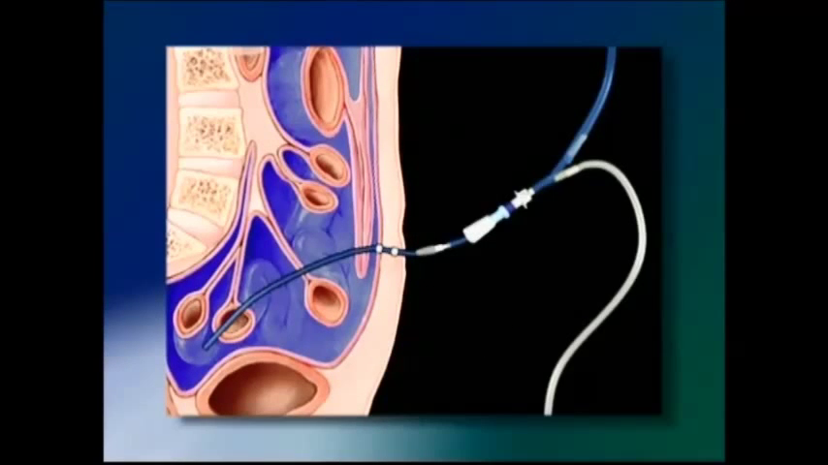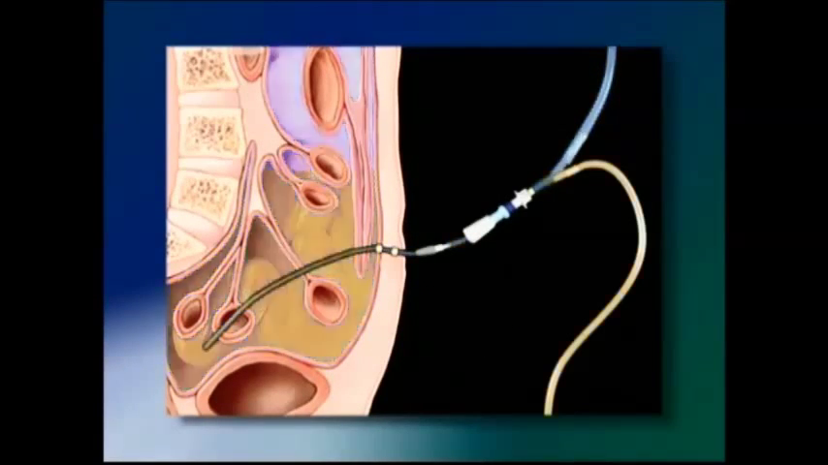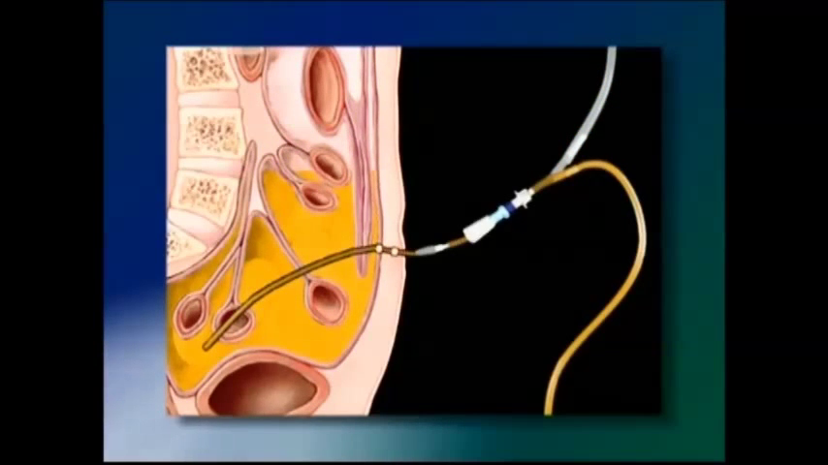A tube called a catheter is placed in the abdominal cavity during a minor operation. The peritoneal dialysis fluid enters and exits the abdomen through this catheter.